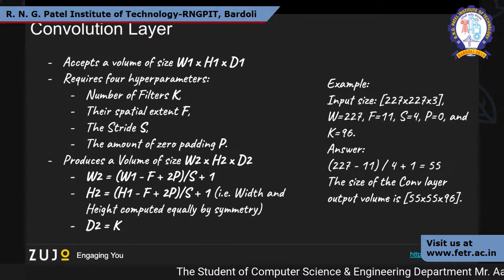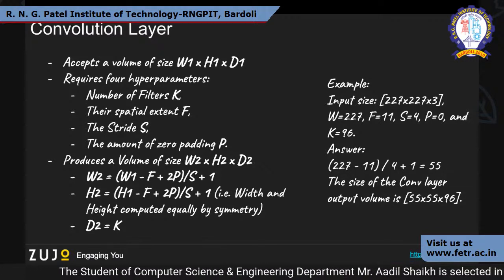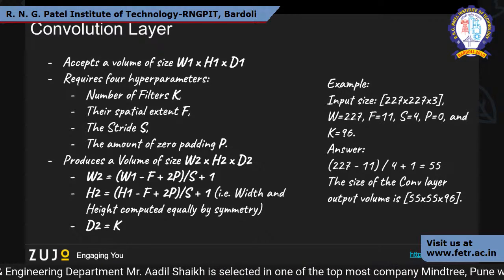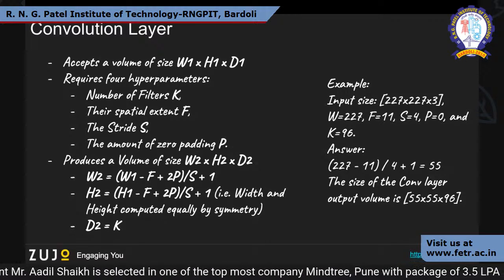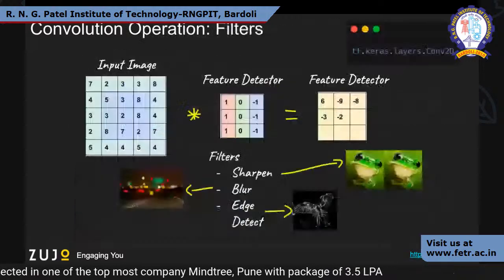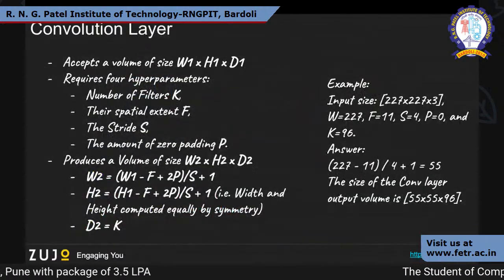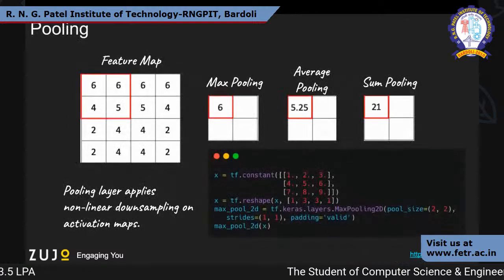Okay, so far so clear. The convolution layer basically converts your input image into high dimensional or compressed high dimension data using multiple filters such as sharpen, blur, detect, etc., right? Okay, now let's move ahead.